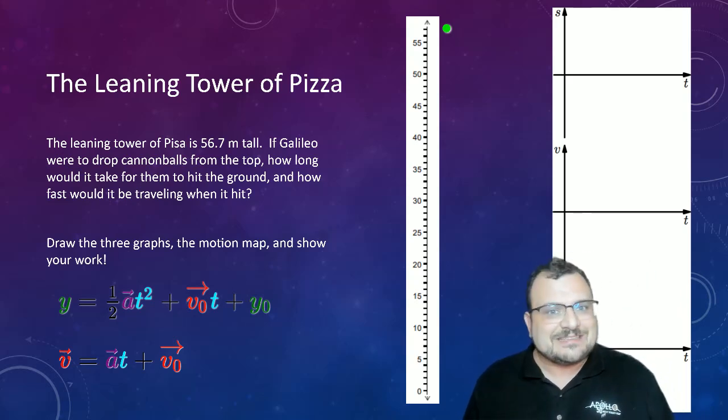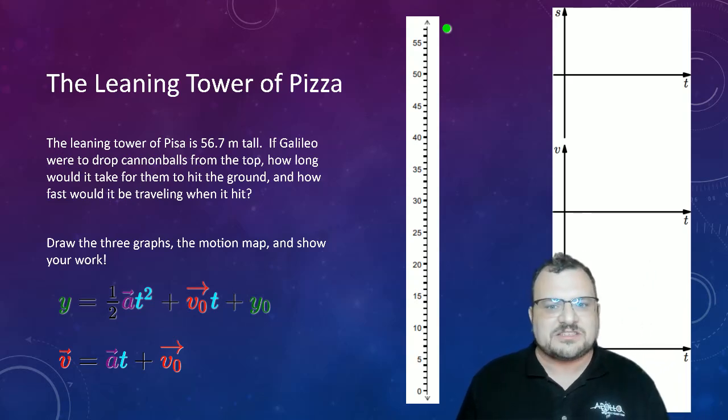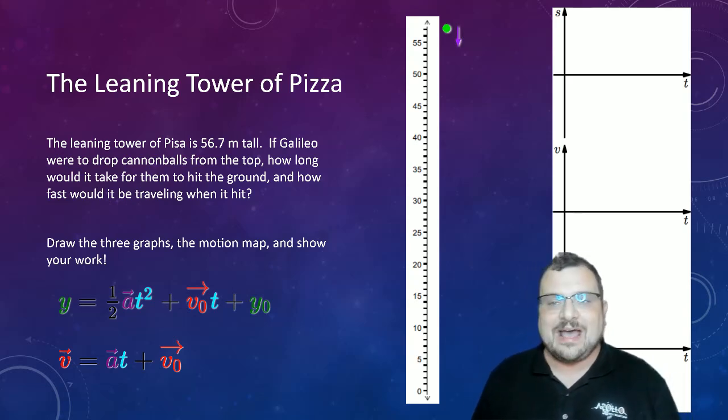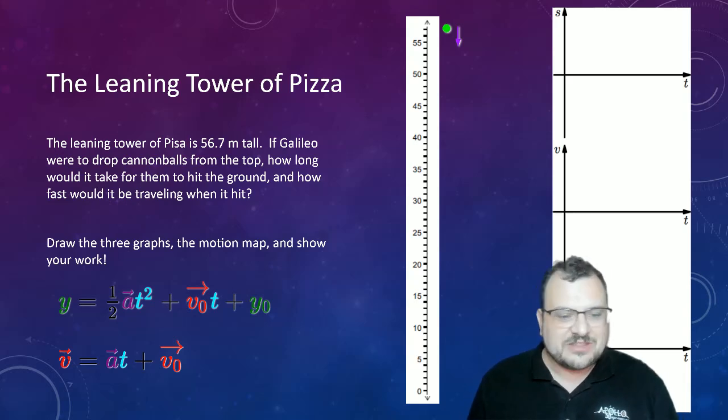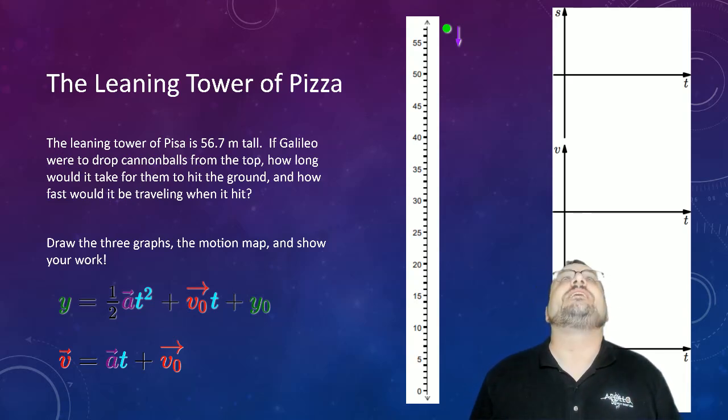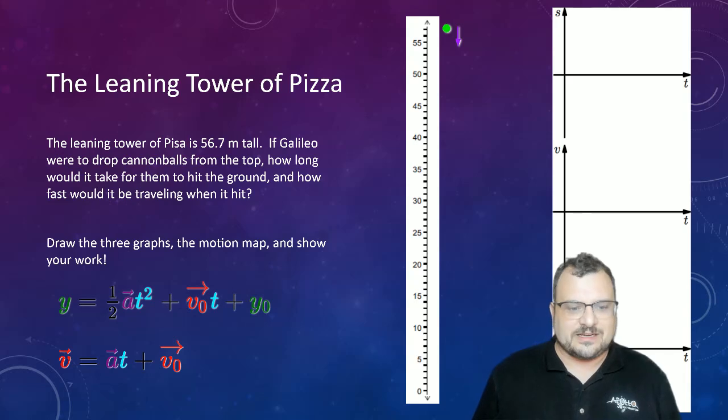Velocity at this point is still going to be 0 because we just dropped it. So there is no velocity arrow, but we do have that negative 9.8 meters per second squared acceleration. That's why I have the purple arrow sitting right next to that green dot.